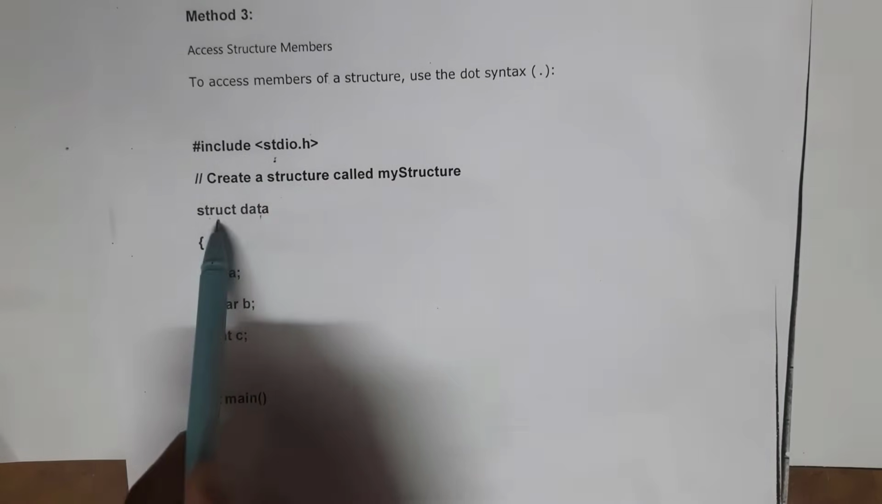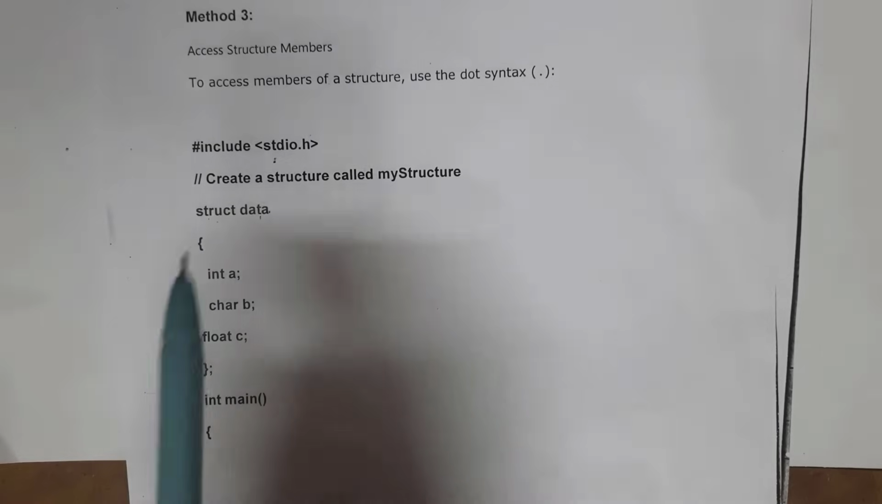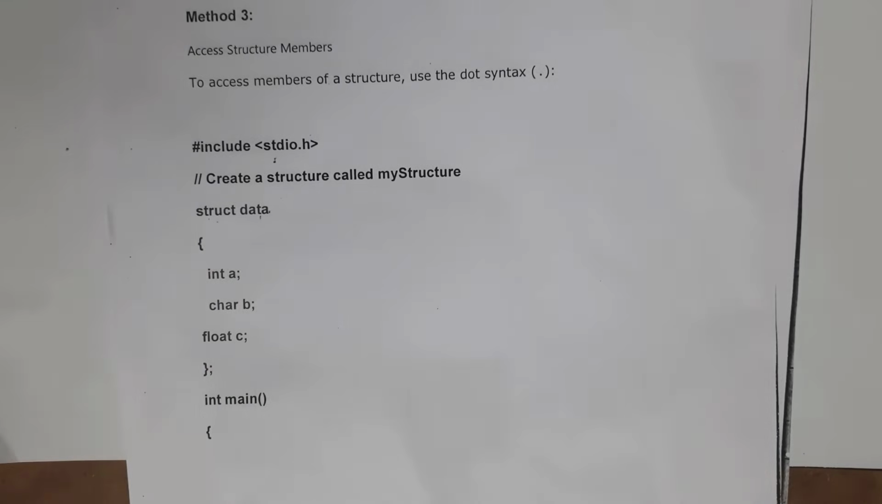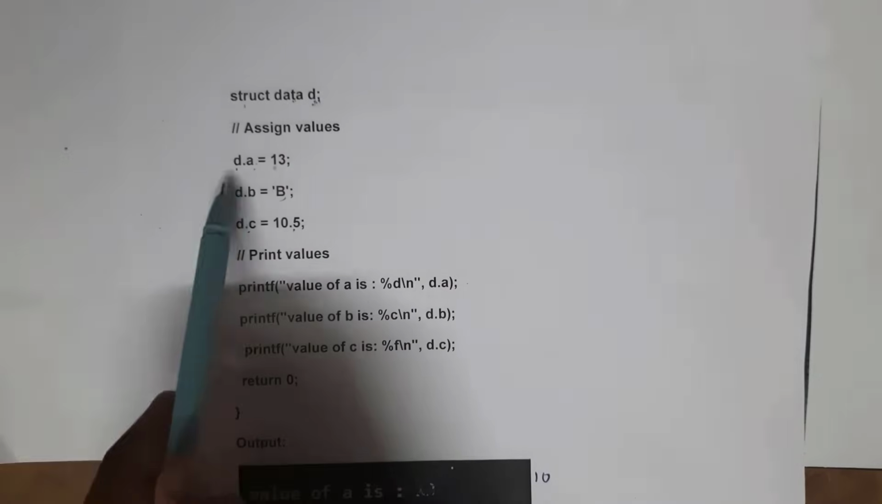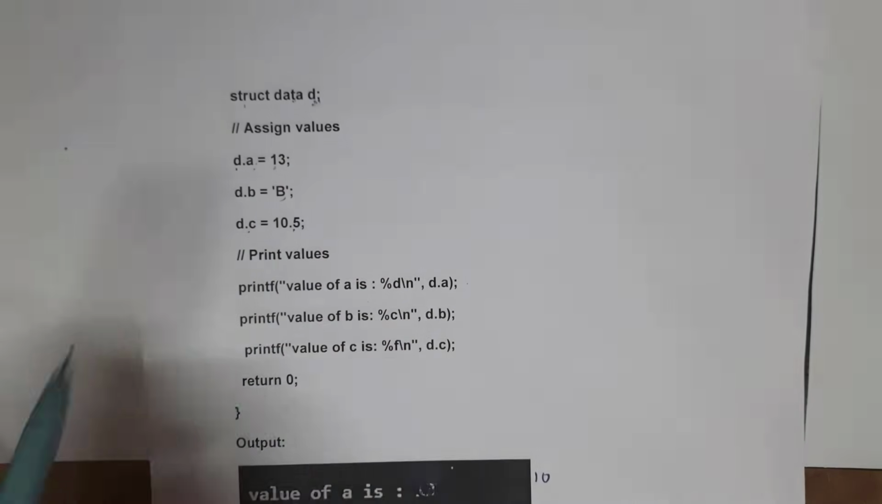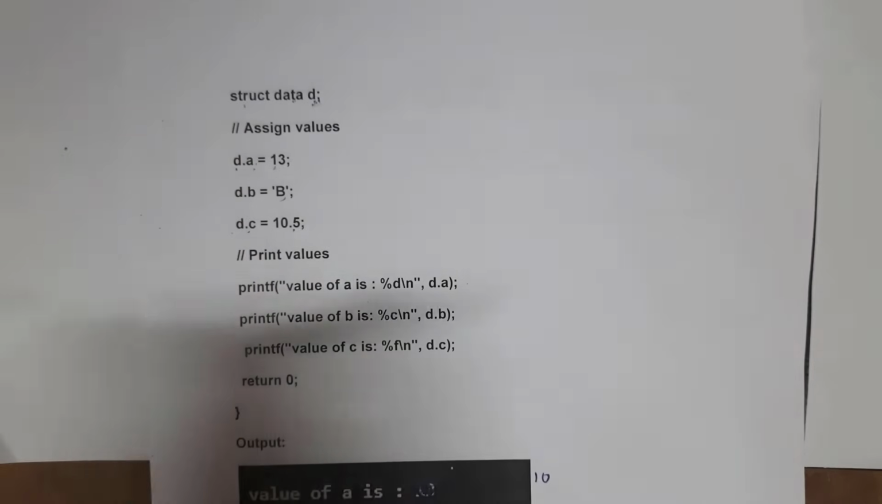Here I wrote #include <stdio.h>. After that I took structure data, where data is the structure name, and inside that I wrote int a, char b and float c. After that I wrote the int main function, and I opened the curly bracket. After that I declared struct data d, where d is the short name of this data. So now I am assigning values: d dot a equal to 13, d dot b equal to b and d dot c equal to 10.5. Now for these three values I took three printf functions.